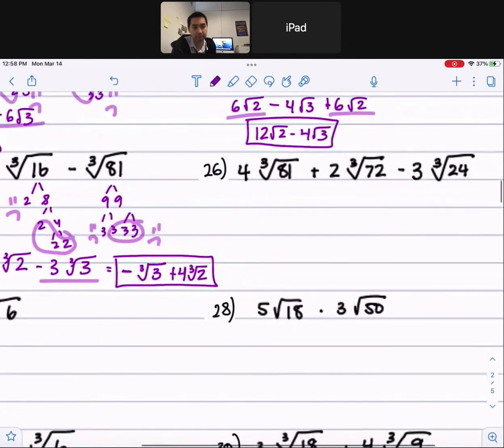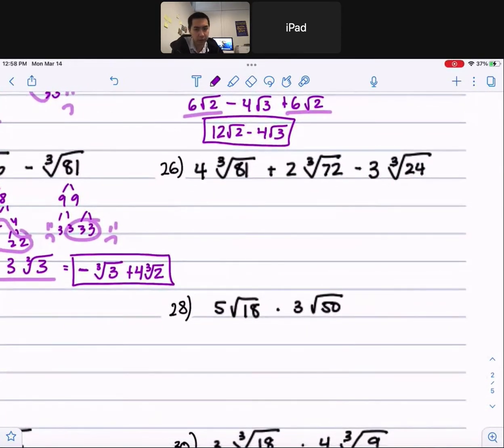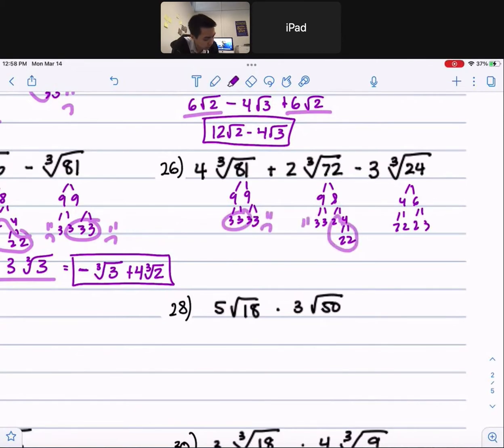So there's that. 26, now we gotta simplify these, so 9, 9, 3, 3, 3, 3, 9, 8, 3, 3, 2, 4, 2, 2, 4, 6, 2, 2, 2, 2, 2, 3. Pairs of 3's, leftover 3. Groups of 2's, sorry. Leftovers of 3's. And group of 3's, you guys. Leftover of 3. So this group of 3 times 4, you guys, is 12 cube root of the leftover 3.